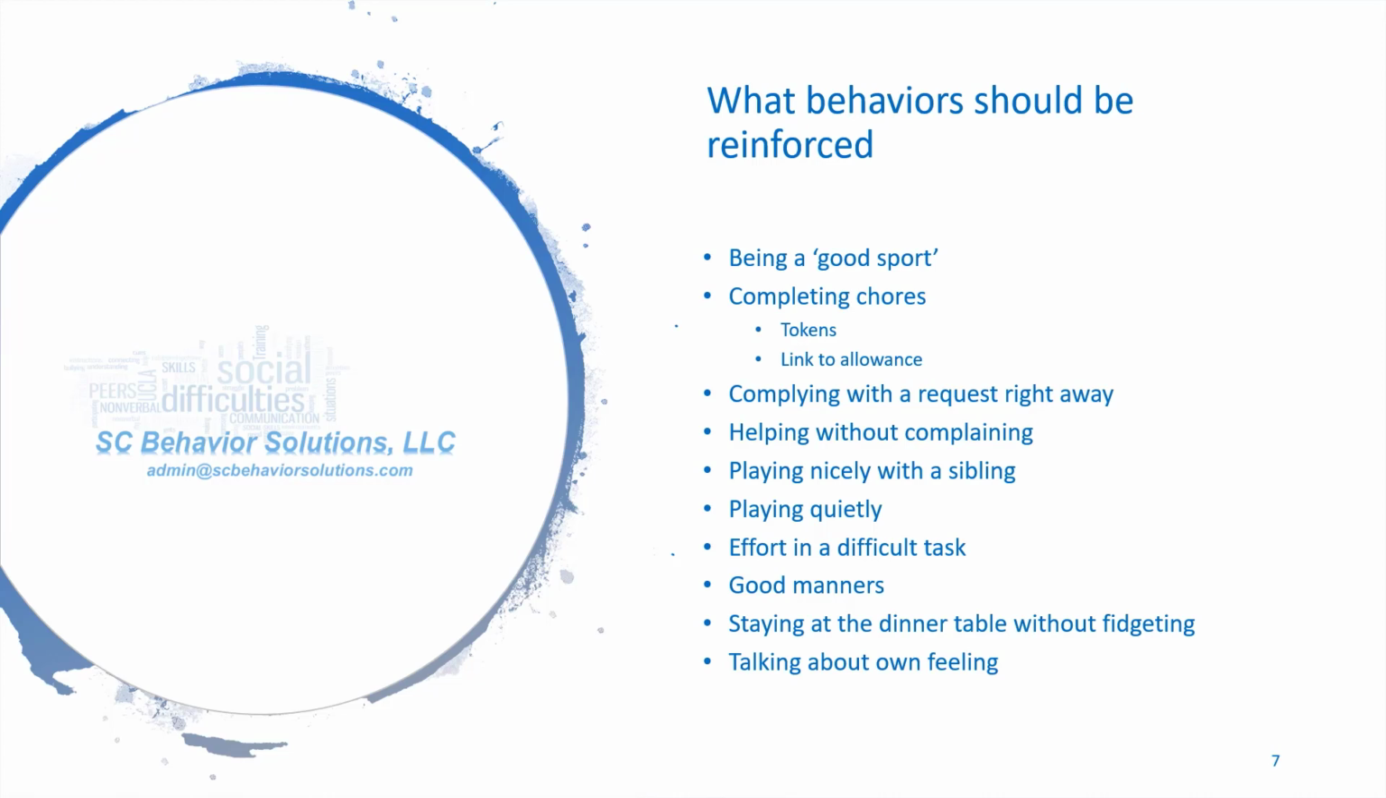Being a good sport, completing chores with the tokens and linking this possibly to the allowance, complying with a request right away, helping without complaining, playing nicely with a sibling, playing quietly when the time comes, effort in difficult tasks, in general good manners, staying at the dinner table without fidgeting, which is quite difficult for children with autism, especially when they also have some of the comorbid disorders such as ADHD, and talking about their own feelings.